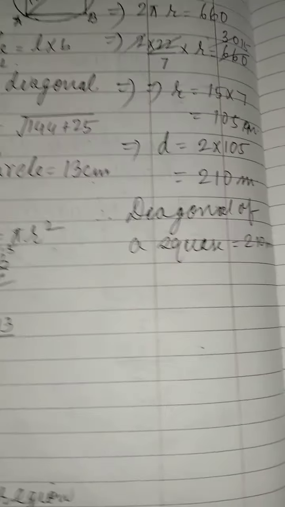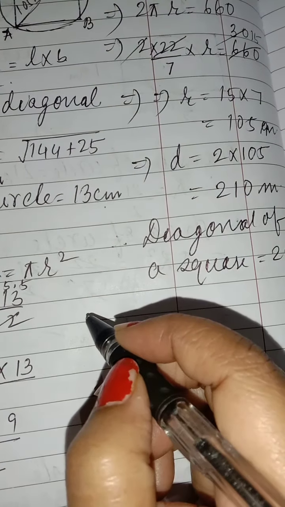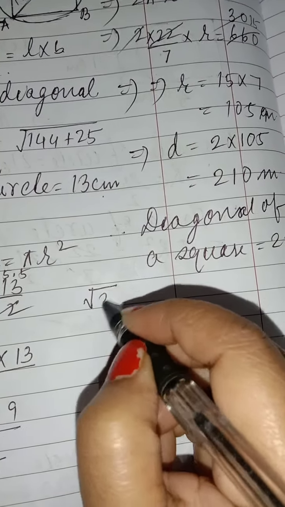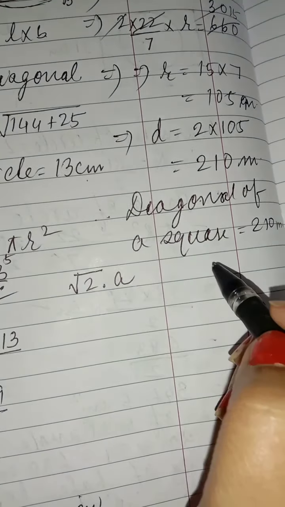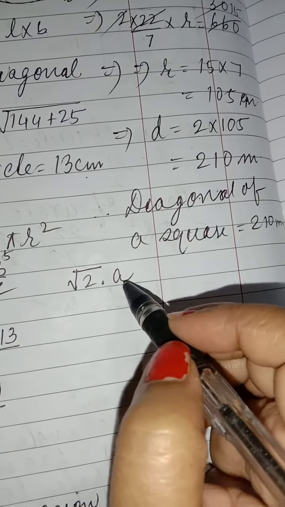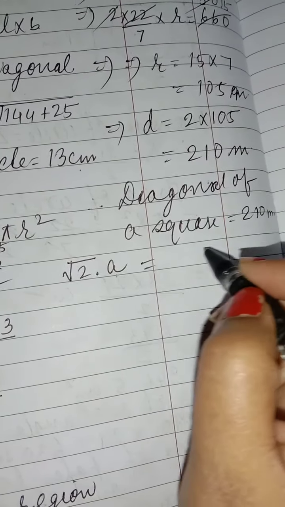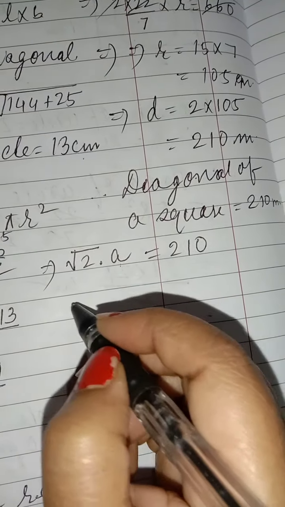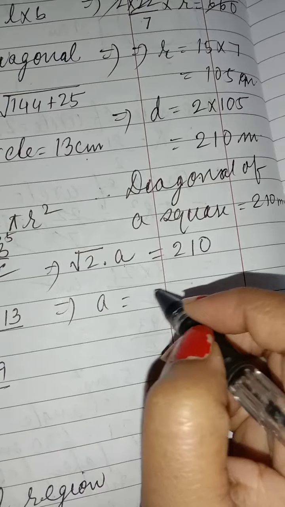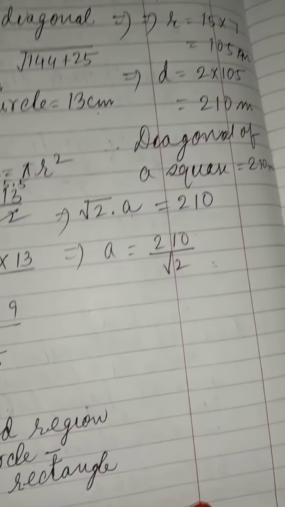And we should know the formula of diagonal of a square, which is derived from the Pythagoras formula. It's root 2 into a. The diagonal of a square is root 2 into a, so it has to be equated with 210. So now this implies a will be equal to 210 by root 2.